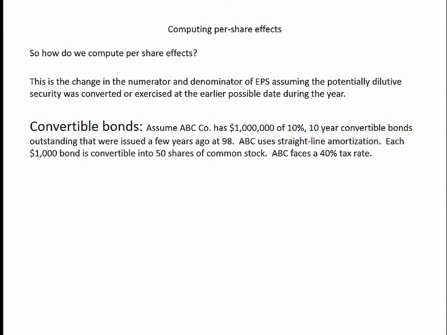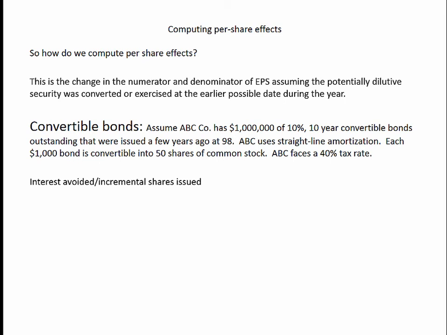Let's assume ABC Company has $1 million of 10% 10-year convertible bonds outstanding that were issued a few years ago at 98, and ABC uses straight-line amortization. Each $1,000 bond is convertible into 50 shares of common stock, and ABC faces a 40% tax rate. So what we're going to want is the interest avoided in the numerator, the effect on the numerator, divided by the additional shares being issued.